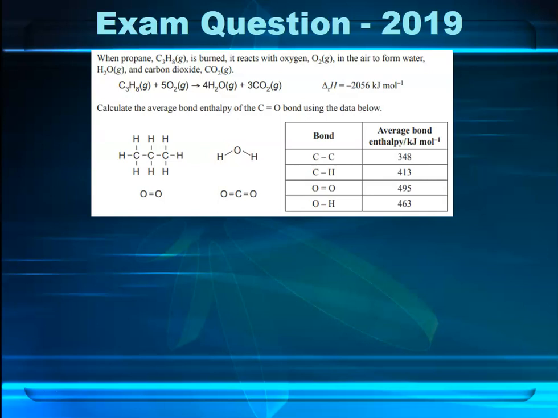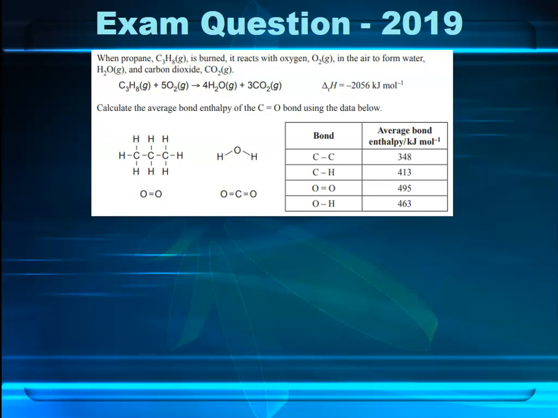You can see there that you're given the structures of propane, oxygen, water and carbon dioxide, and some bond enthalpies. You're not, in this case, being asked to calculate delta H because you've actually been given that. You're being asked to calculate the bond enthalpy of the carbon-oxygen double bond. So this is simply an algebra problem.